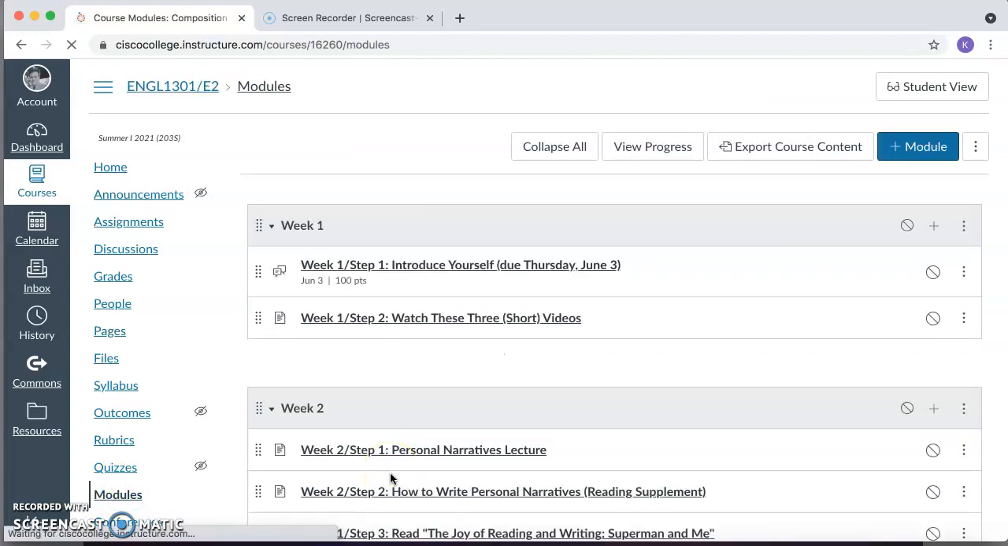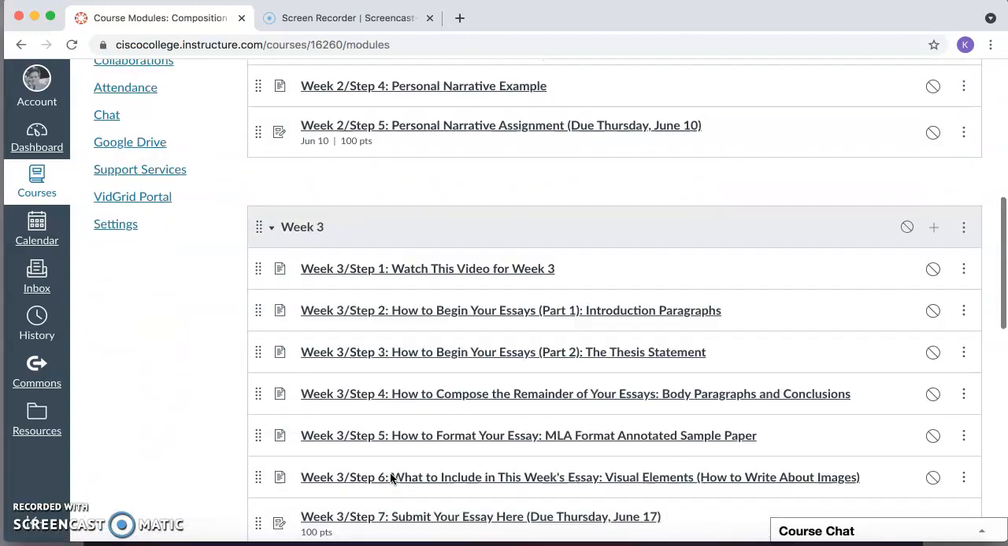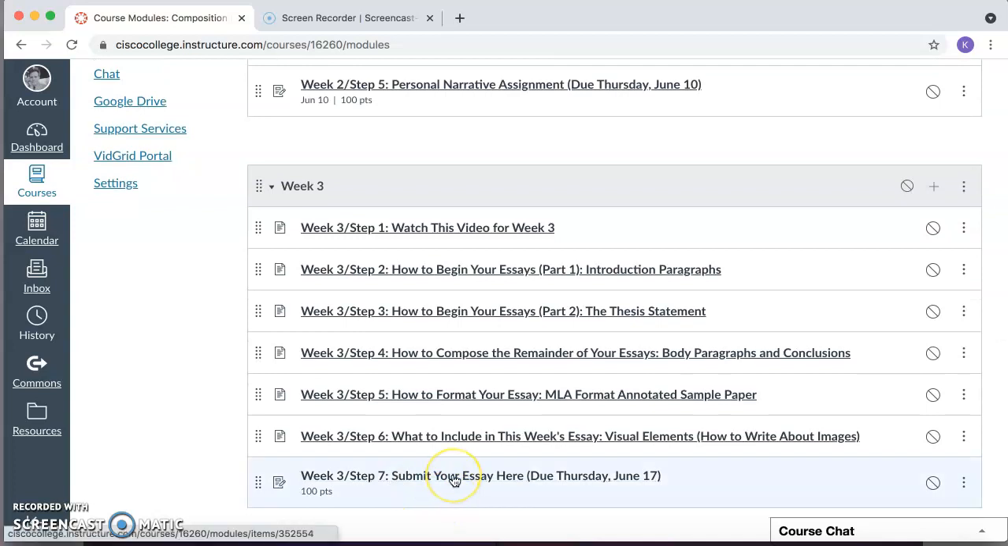That just gives you the vocabulary to include when writing about images. And then lastly, you will submit your essay right here. Step 7. If you have any questions, let me know.